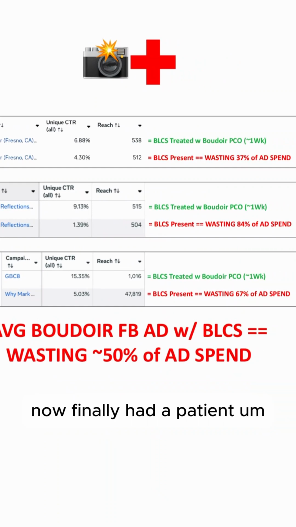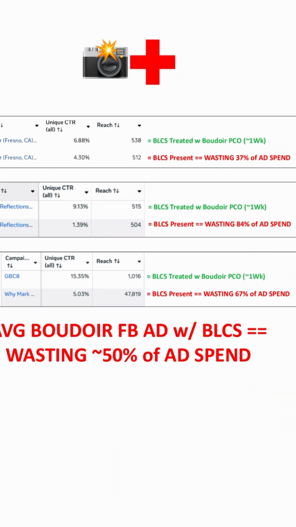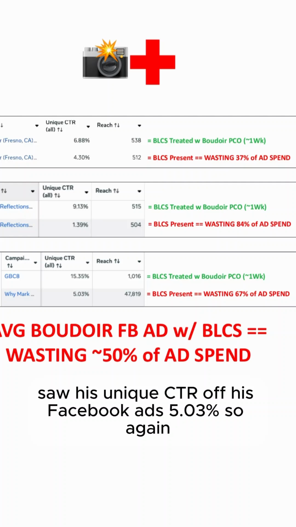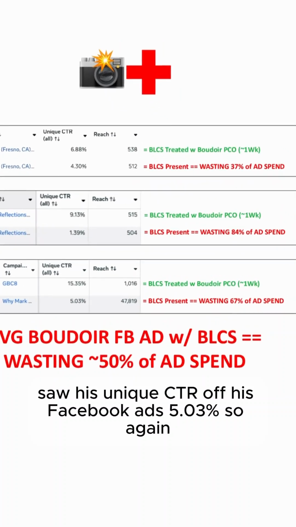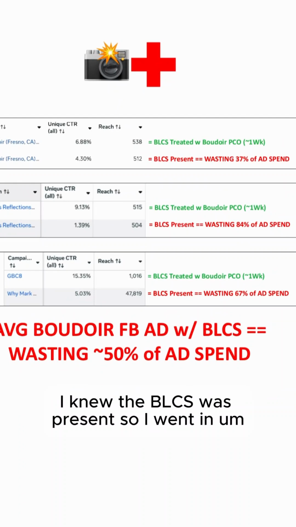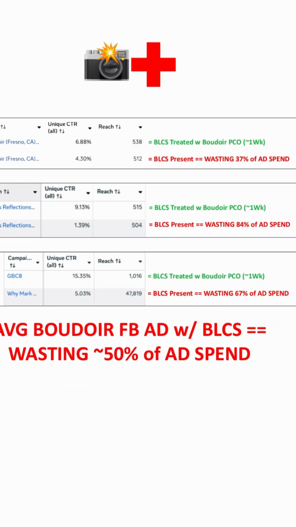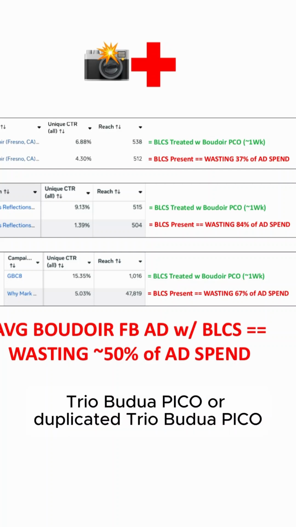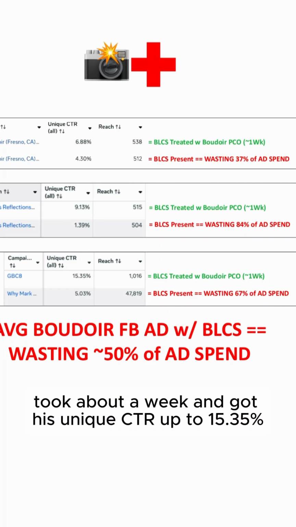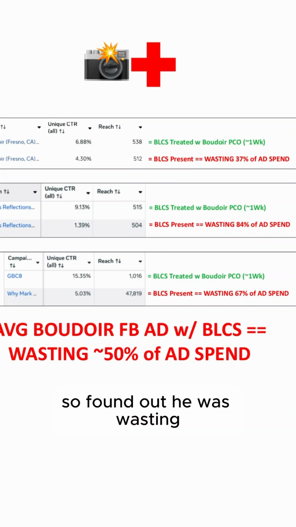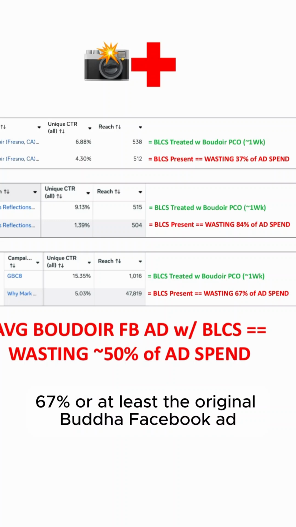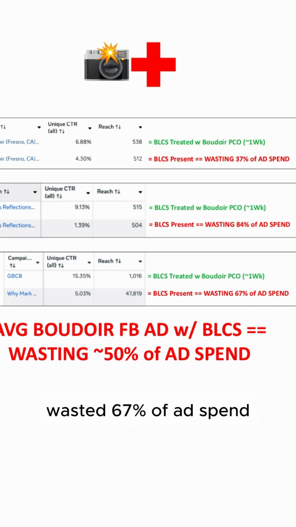Now, finally, had a patient whose unique CTR all of his Facebook ad is 5.03%. So again, I knew the BLCS was present. So I went in, duplicated, treated with Boudoir Pico, took about a week, and got his unique CTR all up to 15.35%. So found out the original Boudoir Facebook ad was wasting 67% of ad spend.